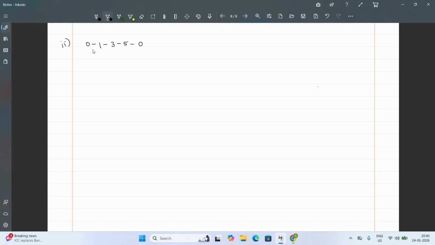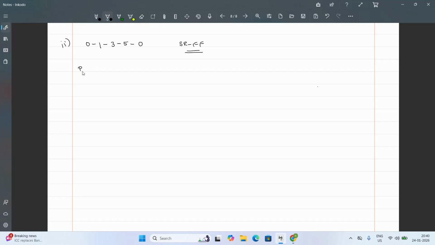So it starts from 0, goes to 1, then 3, 5, and 0. This is the sequence in which the counter is supposed to count, and we have to design it using, again, SR flip-flop. The procedure remains the same, and the table will be the same. After the table, you are supposed to draw the K-map and simplify, and then draw the final circuit. So we'll write again.